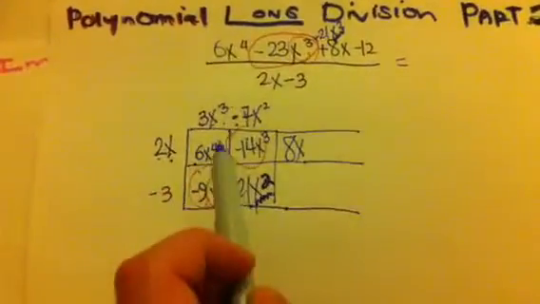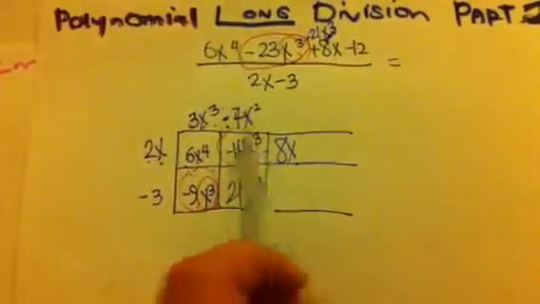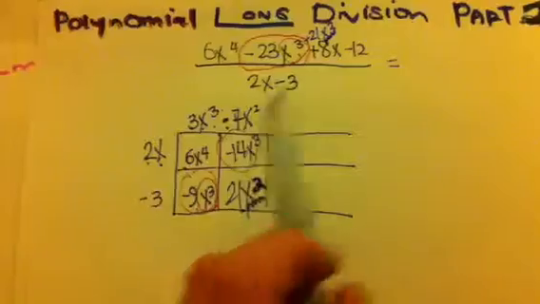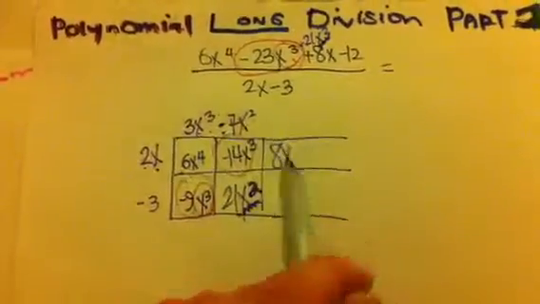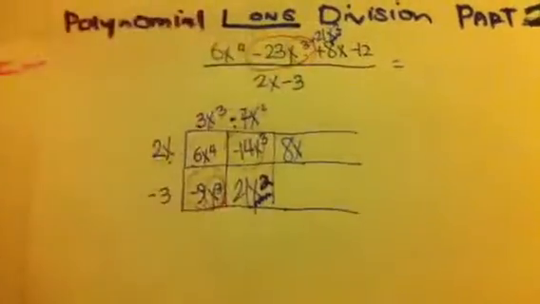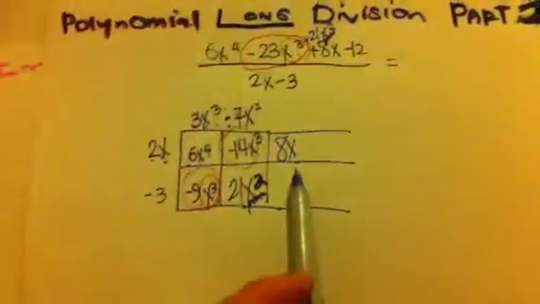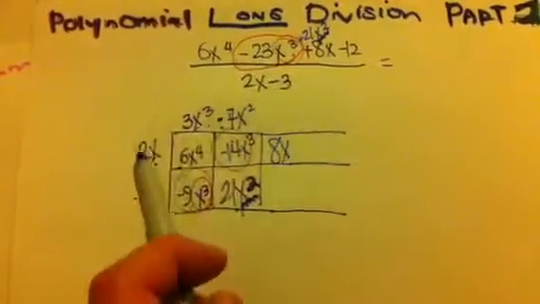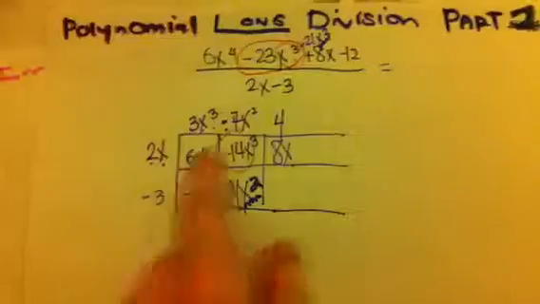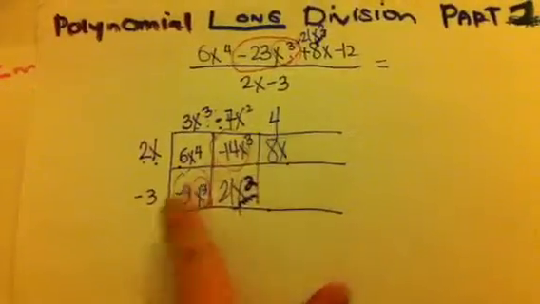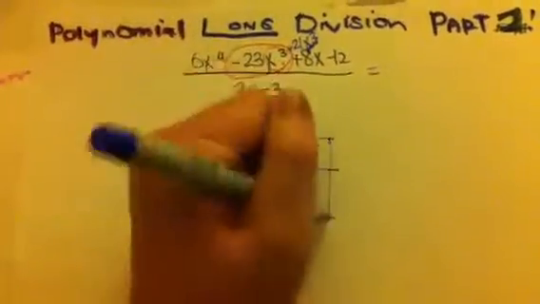Because if we add up this box so far, we would get 6x to the 4th minus 23x cubed plus 21x squared. So there's nothing else we need to add, so we just go ahead and move along. So then we have 8x. What multiplies into that? Well, 4, because 2x times 4 is 8x. Then 4 times negative 3 is negative 12.